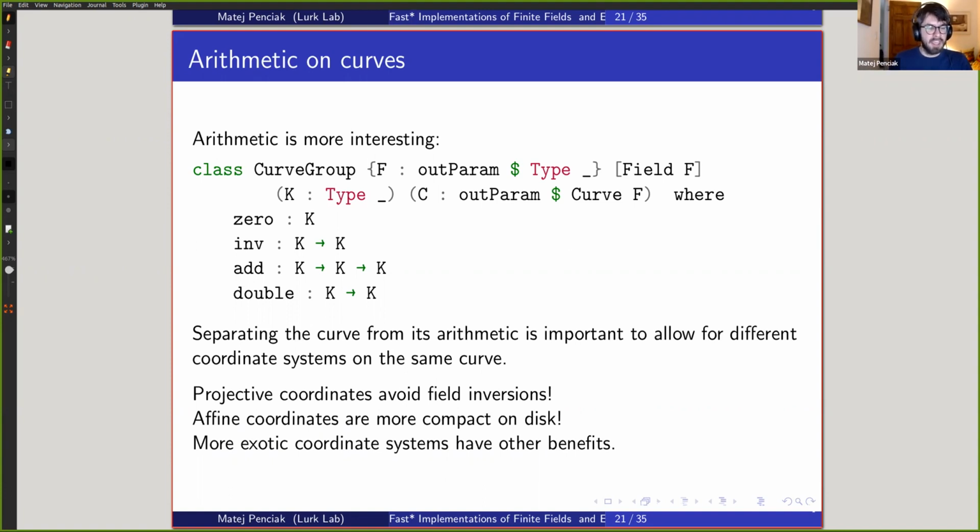And then finally, there are even more exotic coordinate systems where doubling is more efficient, at the cost of making addition of 2 points slower. And these different, more exotic coordinate systems may have benefits in different contexts as well. So we want to separate out the curve from its arithmetic by separating it out into these 2 separate classes.